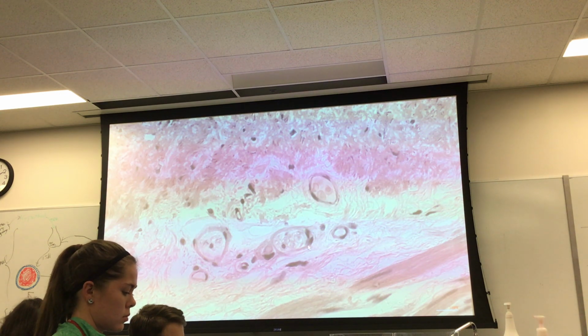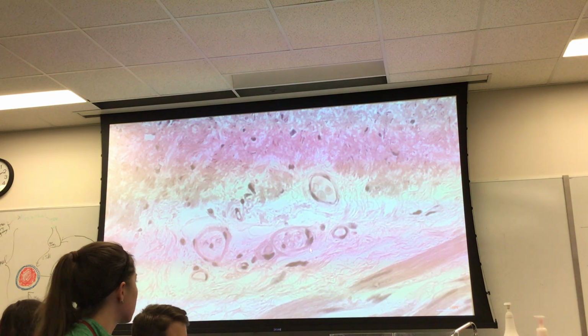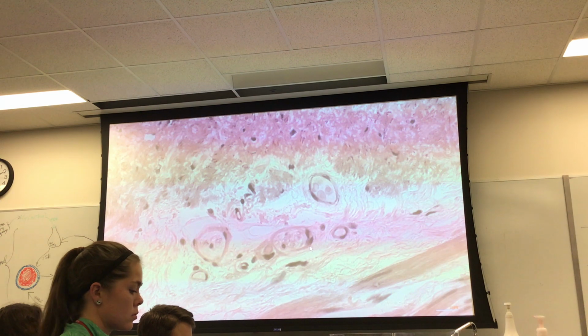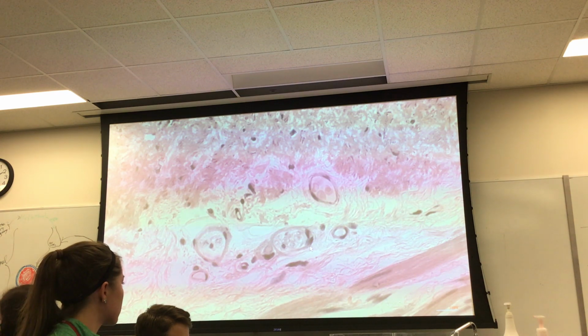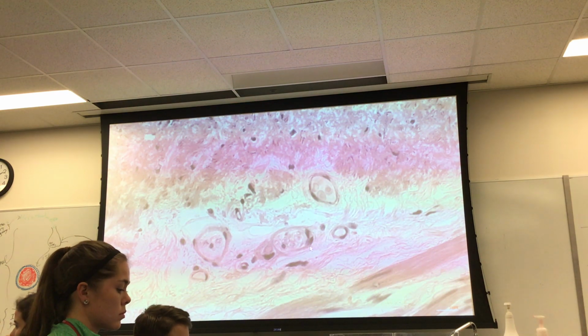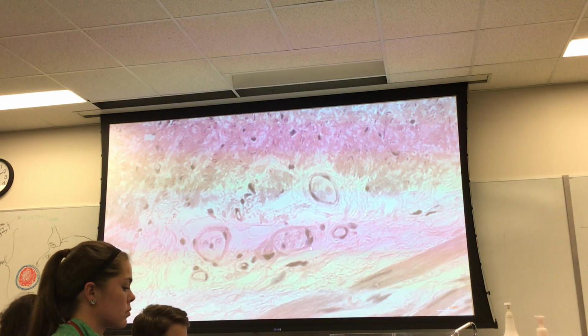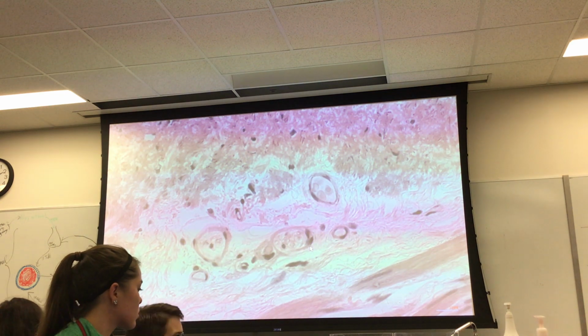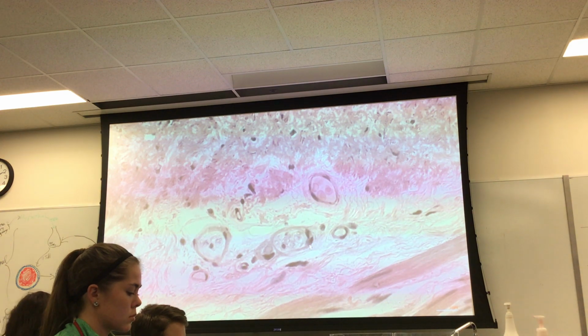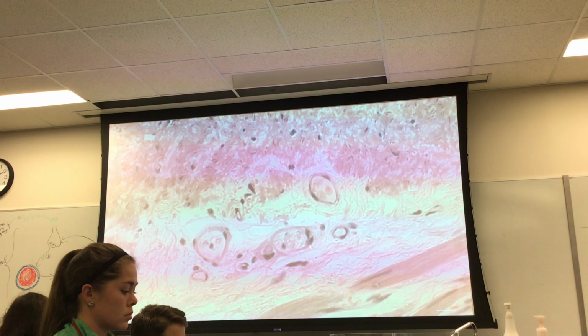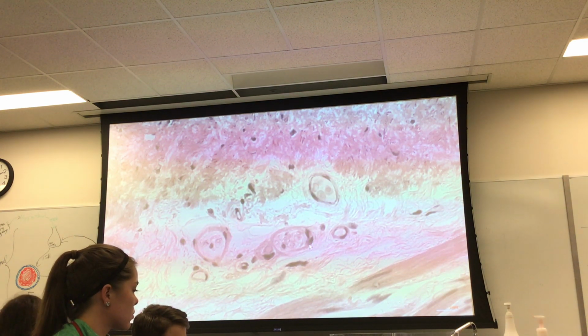Question, what is the name of that cell type? Is that a Schwann cell? I'll help you out. No. So, it's not part of these myelinated axons. This is on the edge. So, what do you think? Fibroblast.